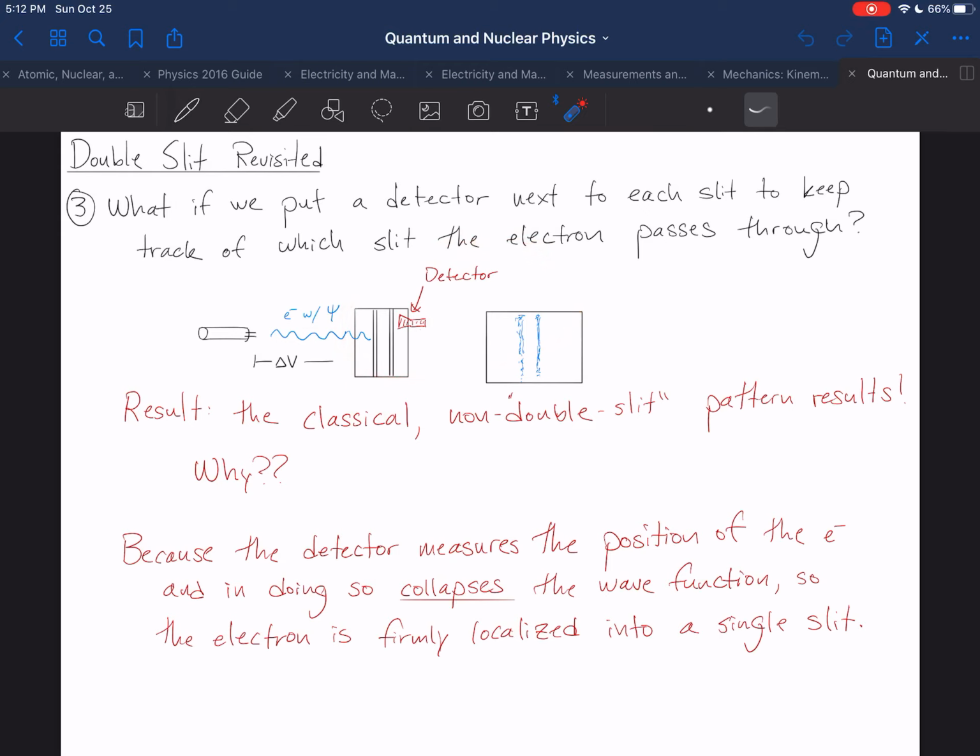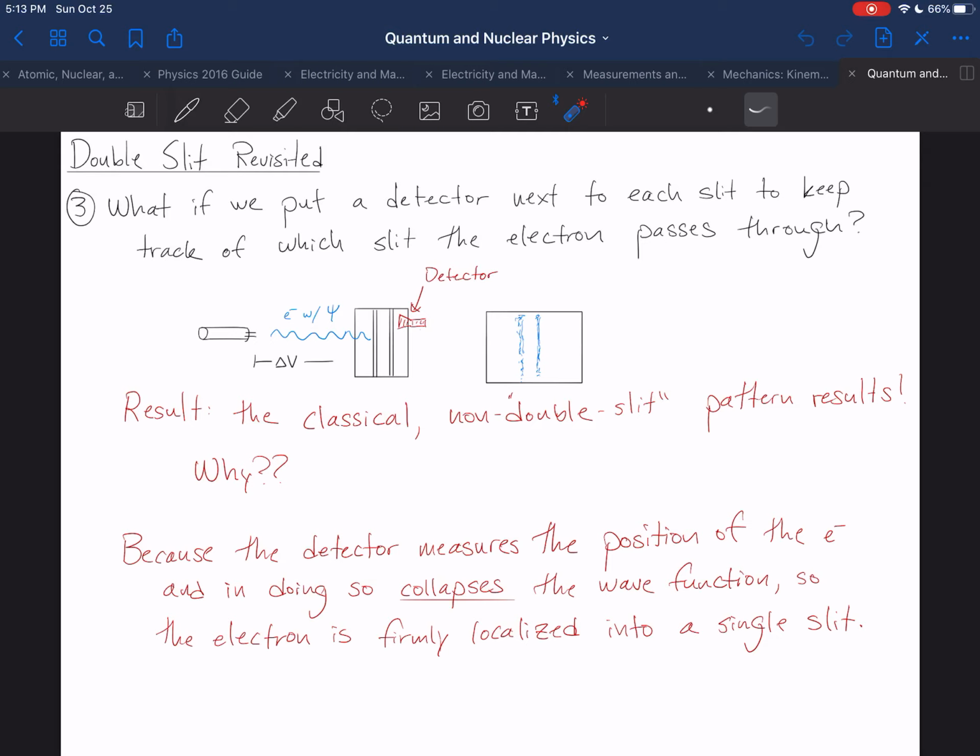Because the detector collapses the wave function at the moment of measurement so that the electron is firmly localized into a single slit. And so if you fully digest the idea that what the electron really is, is the wave function, and the wave function undergoes this thing called wave function collapse when a particular property of that wave function is measured, then you have a very straightforward explanation of what is otherwise a very mysterious phenomenon.